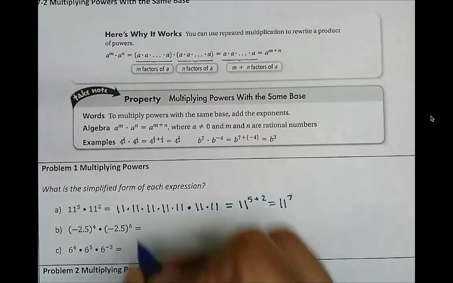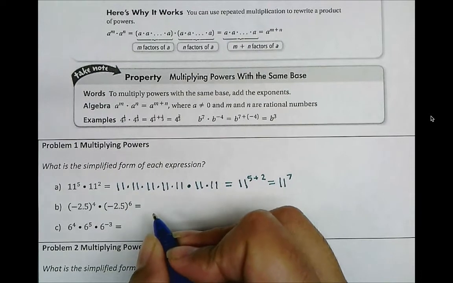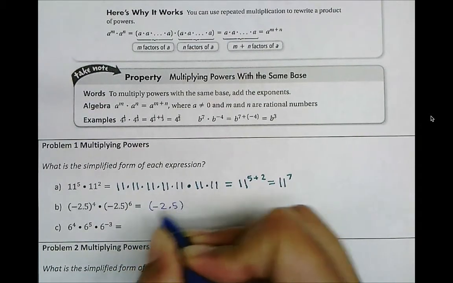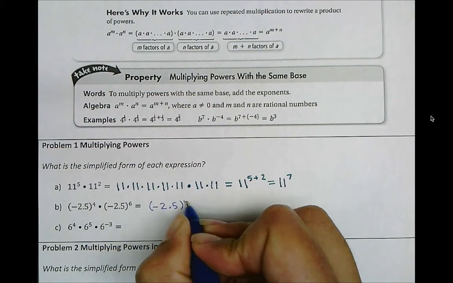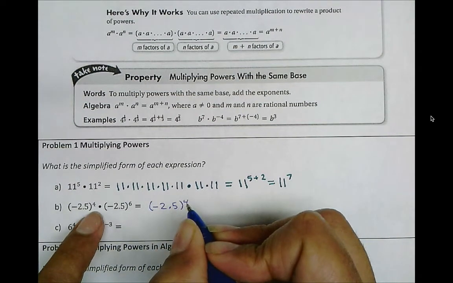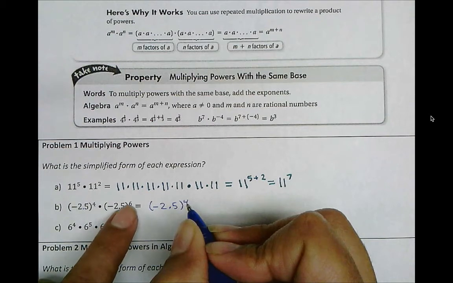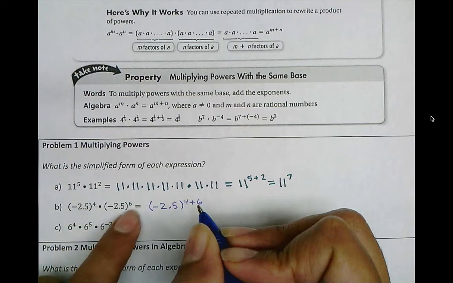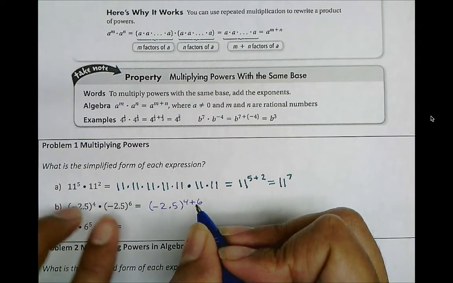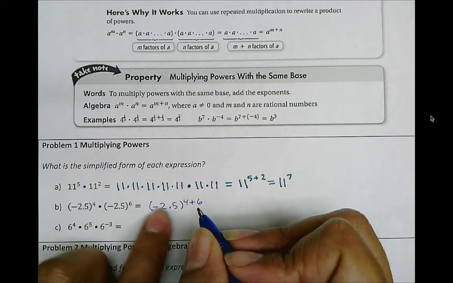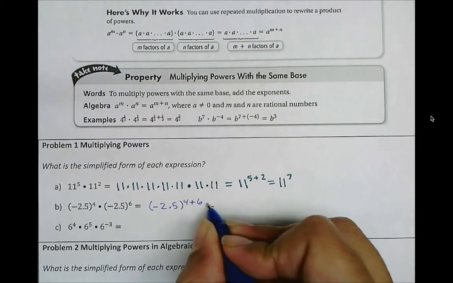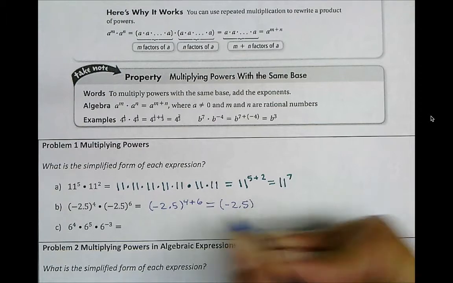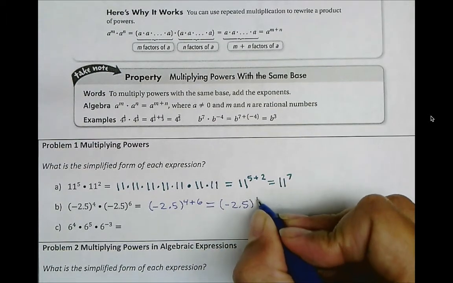So let's use the shortcut now. In part B, we have our base negative 2.5, which is being raised to the power of 4 in the first power, times the second one, which has an exponent of 6. So we're going to add the exponents 4 and 6 since we're multiplying two powers that both have the base negative 2.5. So we keep the base negative 2.5 and raise that to the power of 4 plus 6, which is 10.